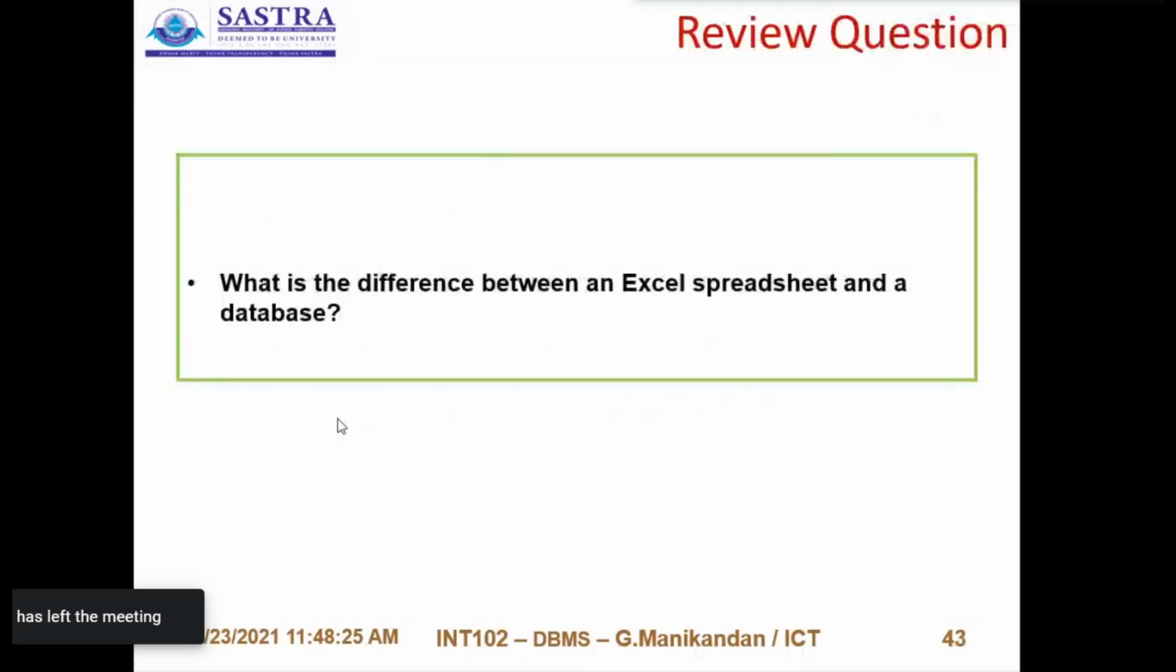Now this is the review question. What is the difference between a spreadsheet and a database? Are both the same or different? Give me the answer for this question next time. If you have any question, you can ask.